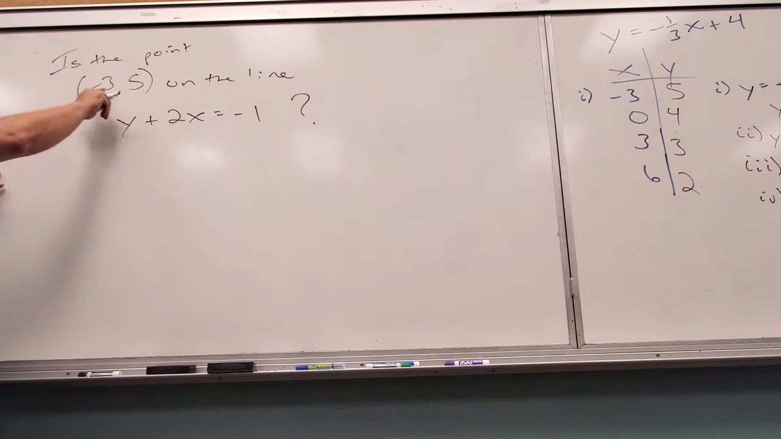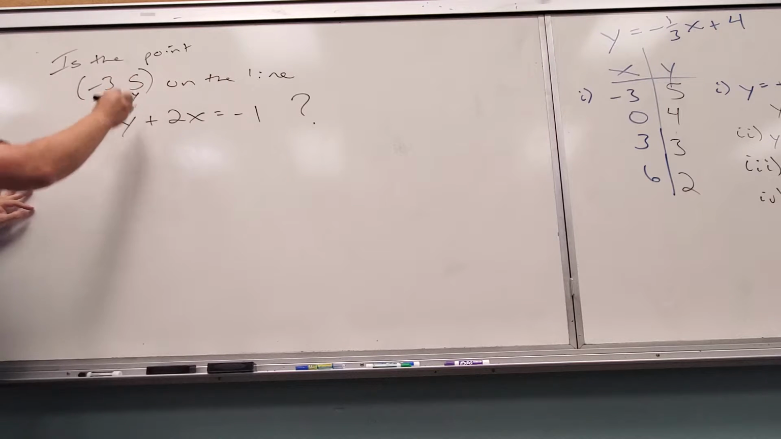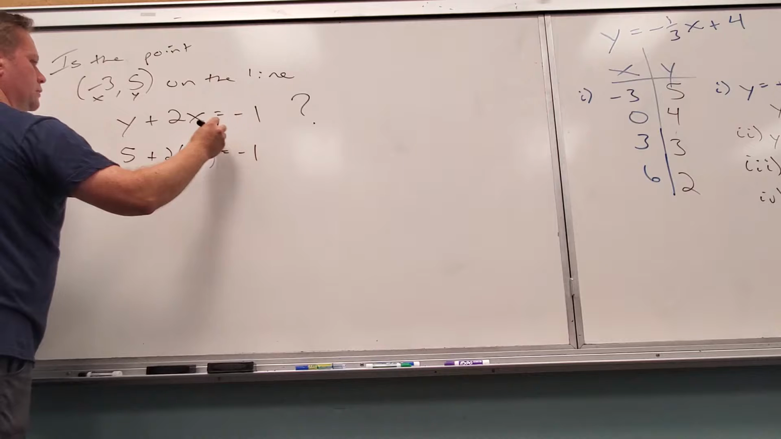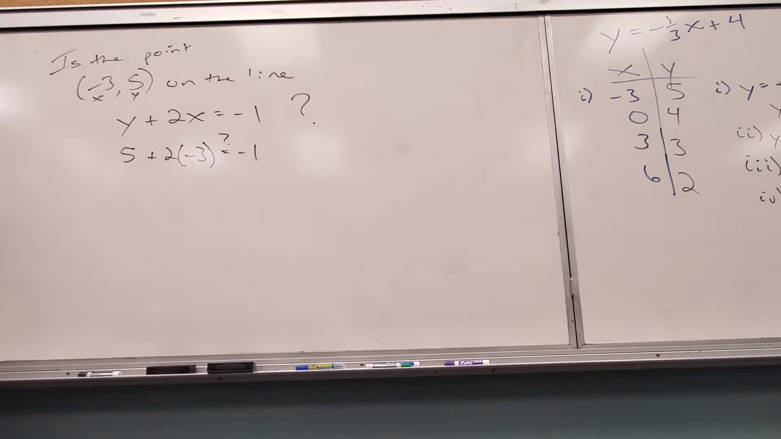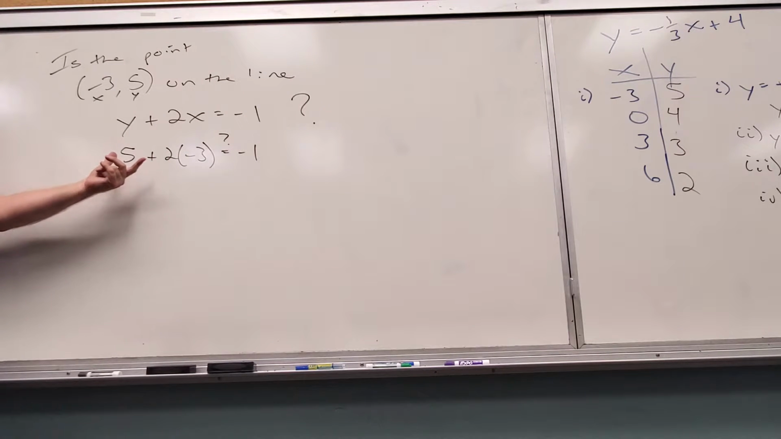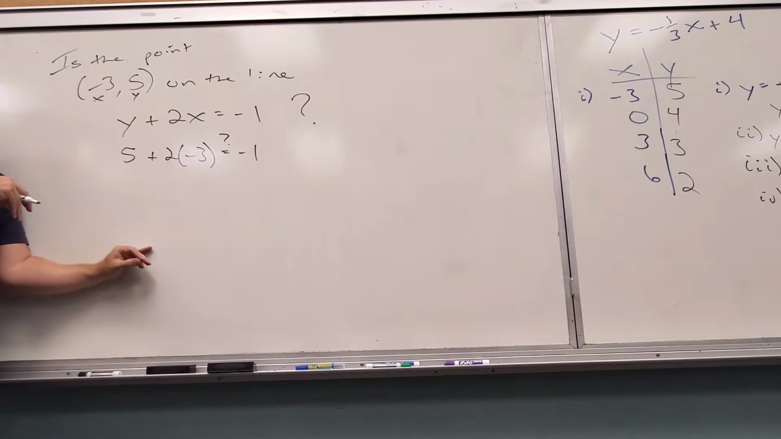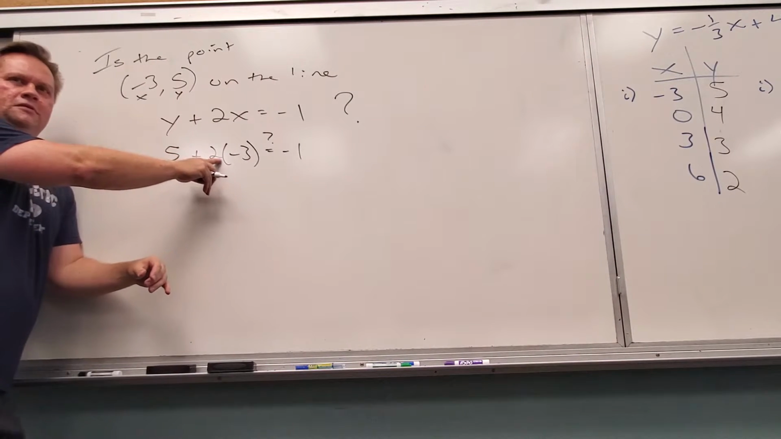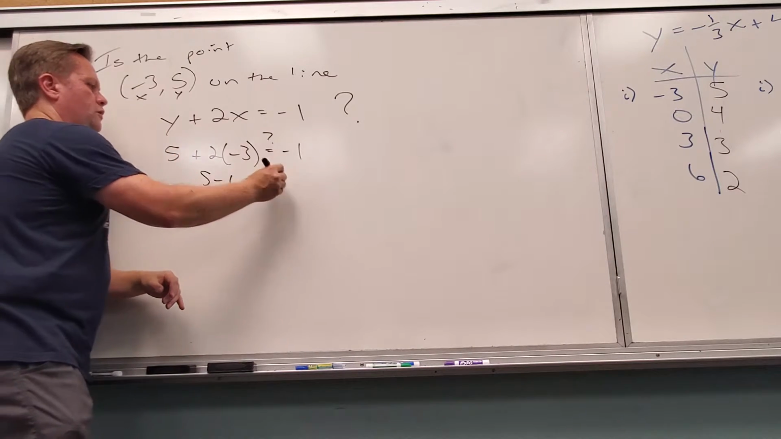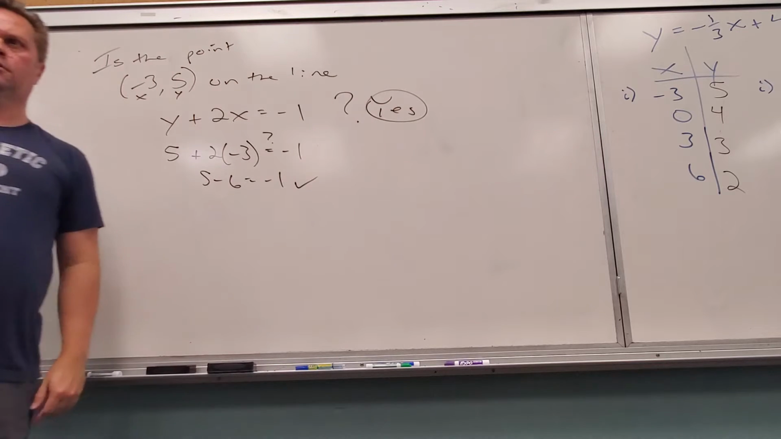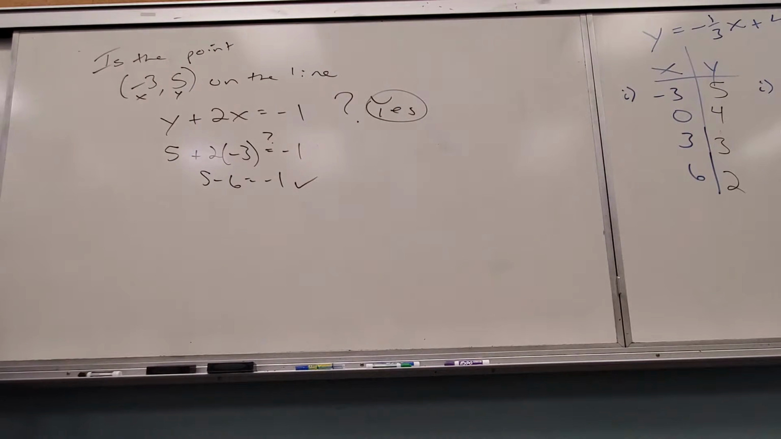So how do I do this? Well, what's this going for? x. So I get y = 5, plus 2 times negative 3. Some people like a little question mark up there because we don't know yet. This is not seven, right? We're past that, right? You've got to multiply first. So 5 minus 6 is negative 1. Check. There are going to be some problems like that: verify this point is on the line.